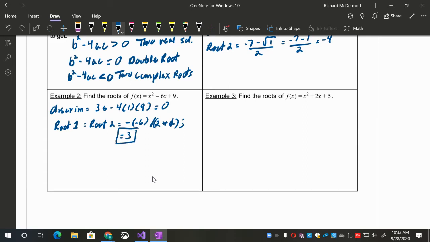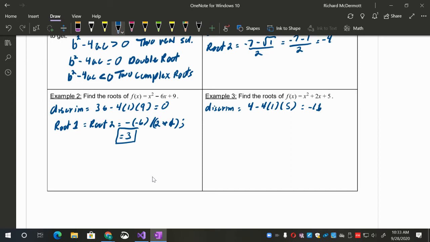And now for the most difficult case, and that's the complex numbers. Now when I calculate the discrim, I get discrim is equal to b squared, that's 4, minus 4 times a times c. So now I've got a discriminant of negative 16. Now I know that I have two complex roots.